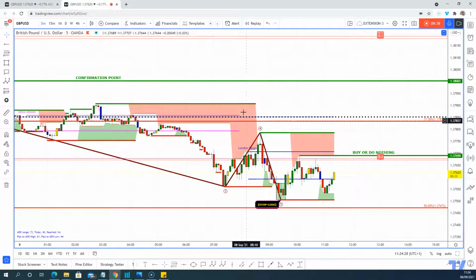Okay, so that's basically what we are looking at for today. There are other pairs that we have interest in, but this one is more of a high probability setup than most of the other pairs that I'm looking at for today.